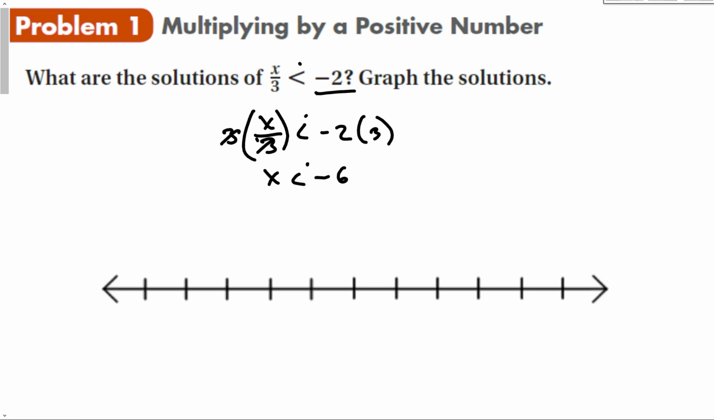Even though there was a negative in the problem, as long as I multiply both sides of an inequality by a positive number, I'm going to be able to keep the sign the same. If I wanted to graph this, -8, -7, -6, -5, -4, -3, whatever, open circle, and my inequality is going to go to the left. Let's try a Got It problem.